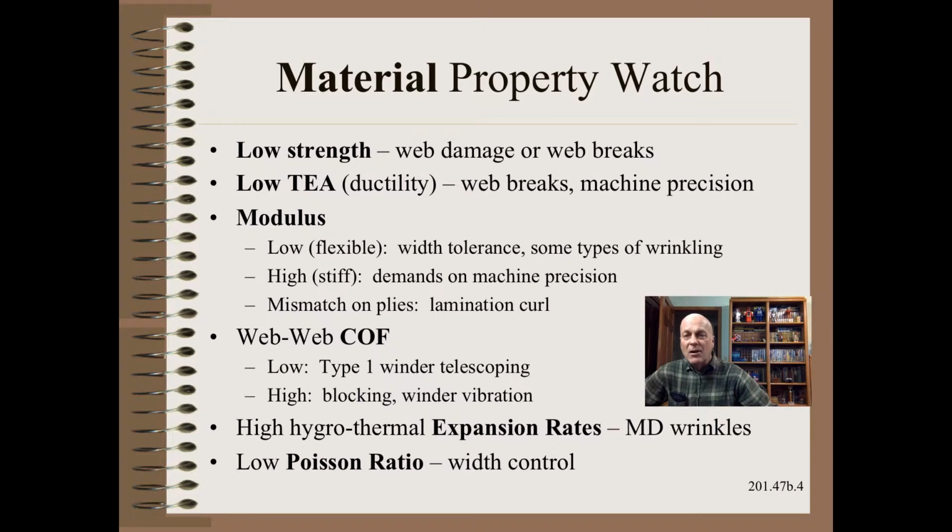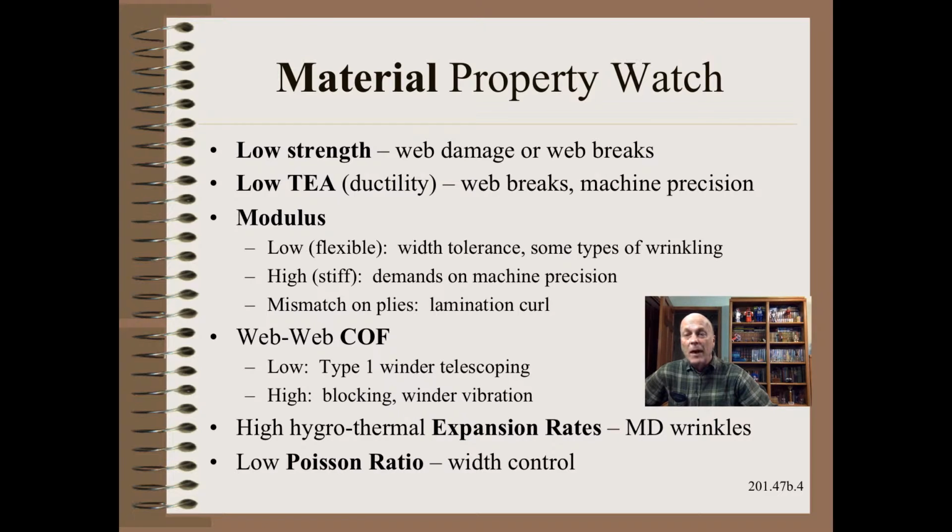Modulus, sometimes called flexibility or stiffness by the layman, can be troubles at either extreme. It is difficult to hold width tolerances and eliminate some types of wrinkling when materials are very flexible. On the other hand, stiff materials such as paper and foil demand much more for machine precisions to avoid a host of problems, certainly too many to be mentioned here.